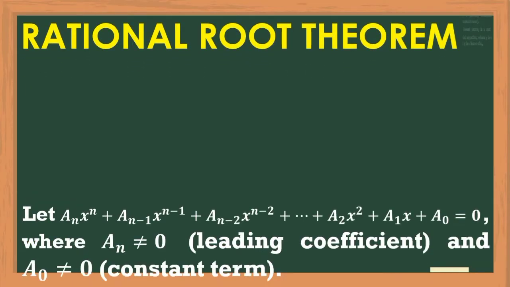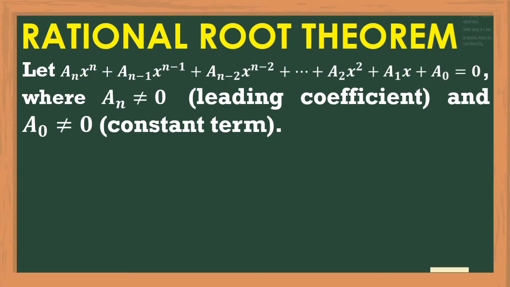So what is the rational root theorem? Let a sub n x raised to n plus a sub n minus 1 x raised to n minus 1 plus a sub n minus 2 x raised to n minus 2 plus up to a sub 2 x squared plus a sub 1 x plus a sub 0 is equal to 0, wherein a sub n should not be equal to 0. So what is a sub n here? A sub n is the leading coefficient. And a sub 0 should not be equal to 0 also, wherein a sub 0 is the constant term. Yung leading coefficient, matatagpuan po siya sa leading term, sa nauuna. Ma-identify lang natin yung leading coefficient ng isang equation, ng isang function kapag sinulat natin in standard form. And then the constant term, lagi po yung nasa pinakahuli.